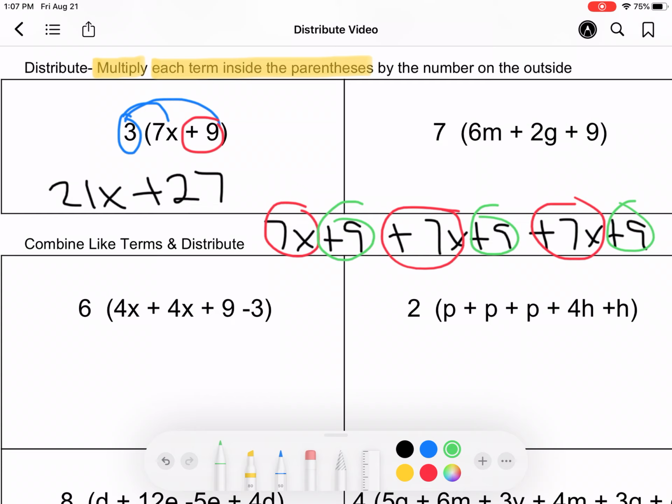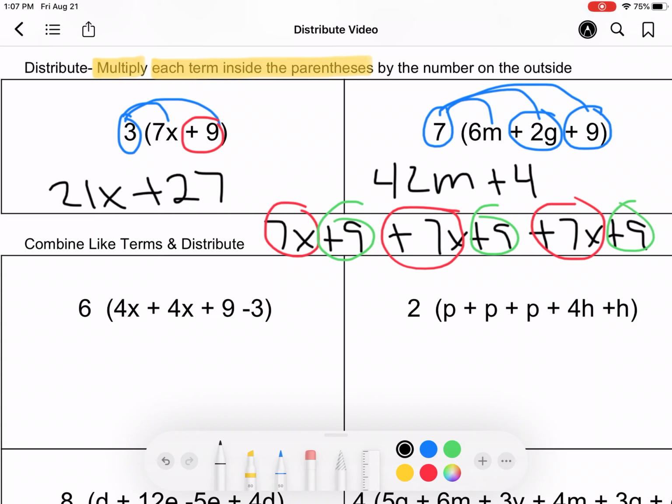So let's look at our second example. 7. Now I'm going to multiply that by 6m, by positive 2g, and by 9. Well, what do we get? 7 times 6 is 42. The m comes with it. 7 times positive 2 is 14. Put a 1 there. The g goes with it. And 7 times positive 9 is 63. And we're finished. So that is simple distribution.